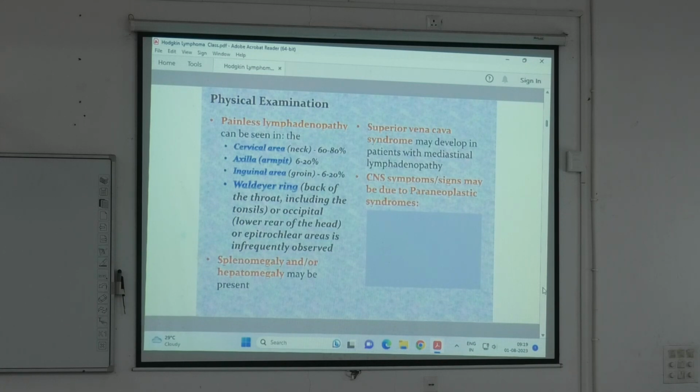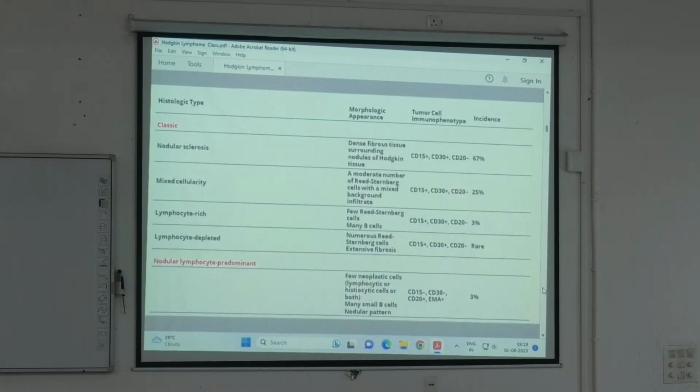If the patient presents with dysfunction in the CNS, that is the central nervous system, the presentation is also according to the anatomical site. Now, some histological things will come in later.